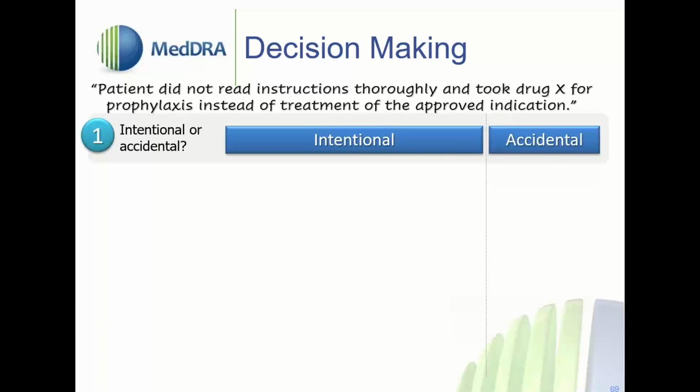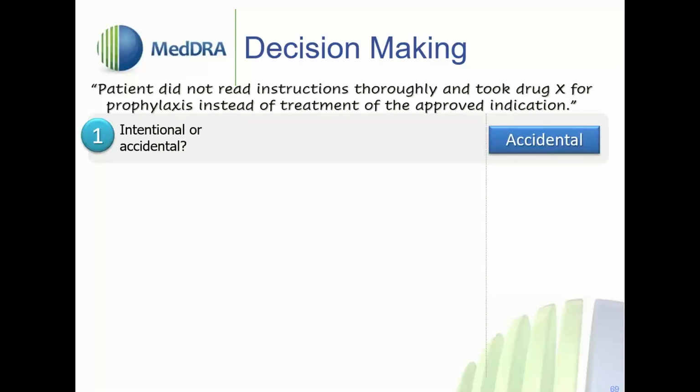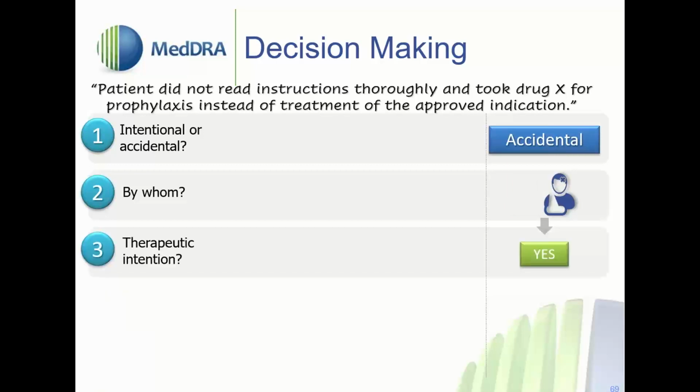So we know that the incident happened accidentally, right? We know that it was caused by the patient in this case. And we know that it was in the context of therapeutic use, right? So meaning the verbatim describes a medication error. So with that being said, hopefully you are searching to look for a type of term that encompasses that.